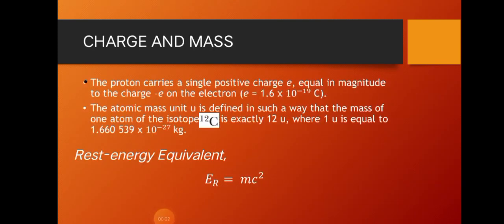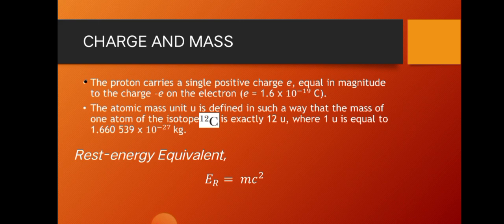Now let's proceed to charge and mass. The proton carries a single positive charge e, equal in magnitude to the negative e on the electron, where e is equal to 1.6 times 10 raised to negative 19 coulomb. The atomic mass unit u is defined in such a way that the mass of one atom of the isotope 12C is exactly 12 u, where 1 u is equal to 1.660539 times 10 raised to negative 27 kilograms.